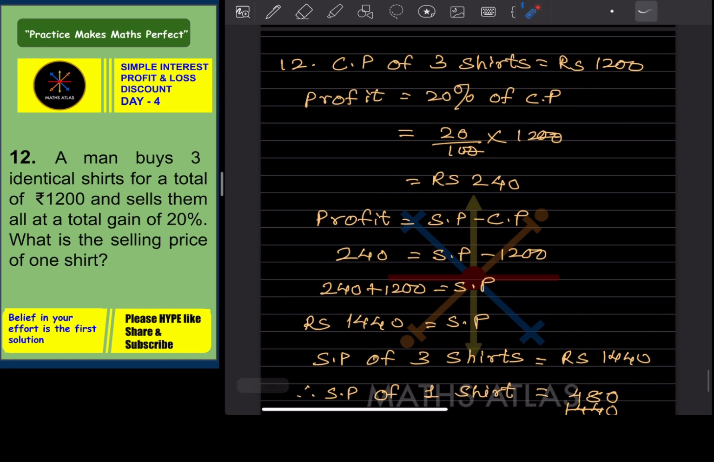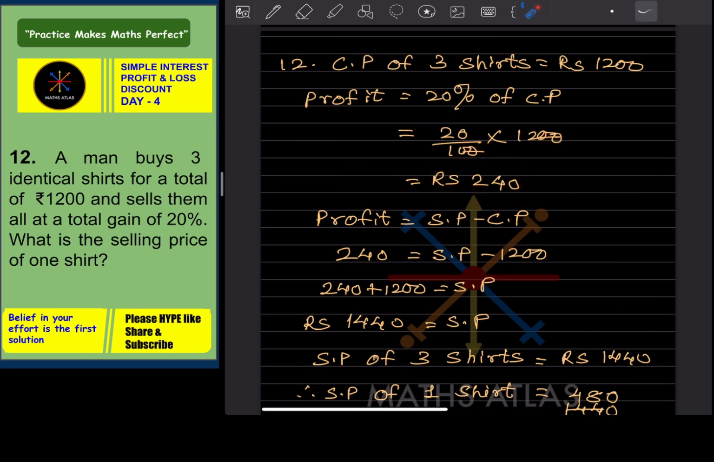So the next question: a man buys 3 identical shirts for a total of rupees 1200 and sells them all at a total gain of 20%. What is the selling price of one shirt? The cost price of 3 shirts is 1200. Profit is given as a total gain of 20%. Profit is 20% of what? That is the cost price. So 20% means 20 by 100, of means multiplication, and the cost price is 1200. We simplify this, and it is rupees 240.